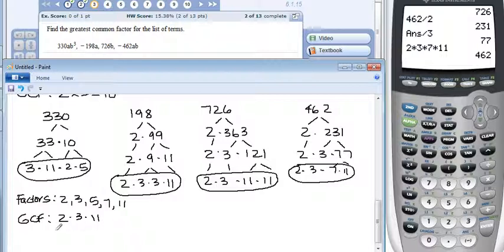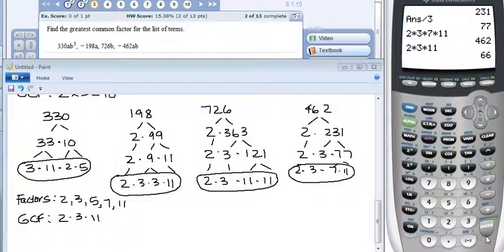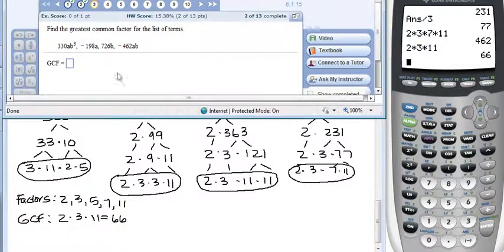So now I'm going to take my factors that are common and remultiply them. So 2 times 3 times 11 should get 66. I'm just going to double check that. Don't be afraid to use your calculator for checking. Okay, so the number that goes into each one of these is 66. Now that one I for sure couldn't have seen. Okay, so we've got 66 here.